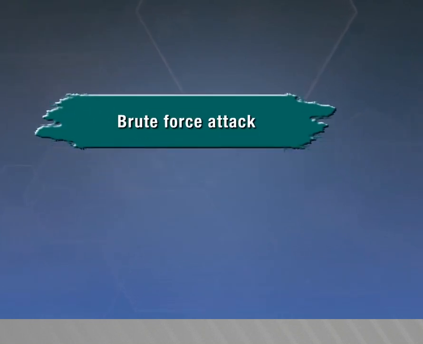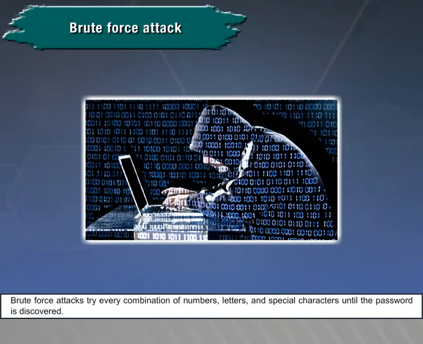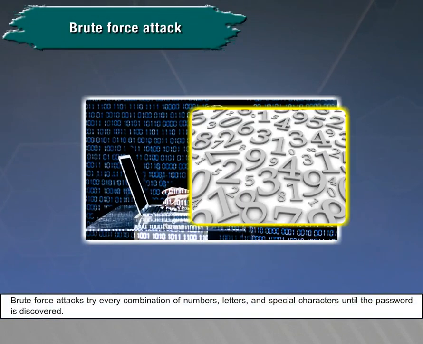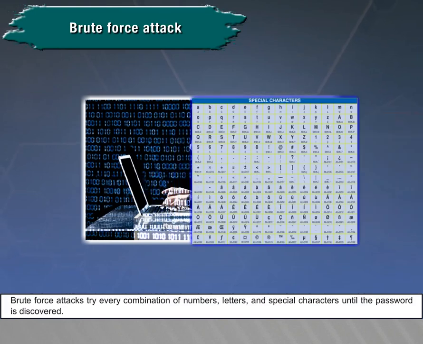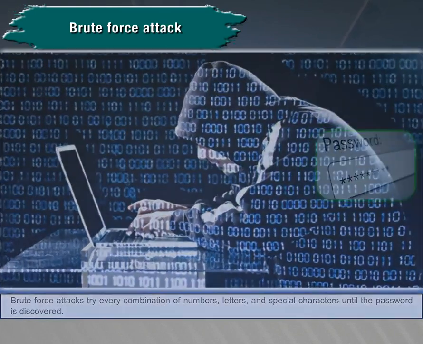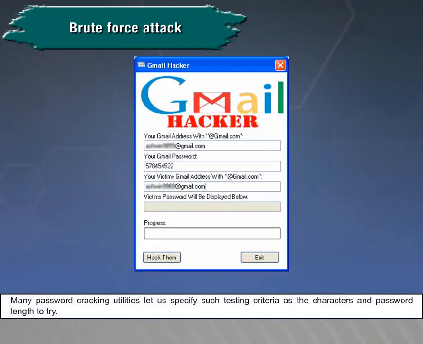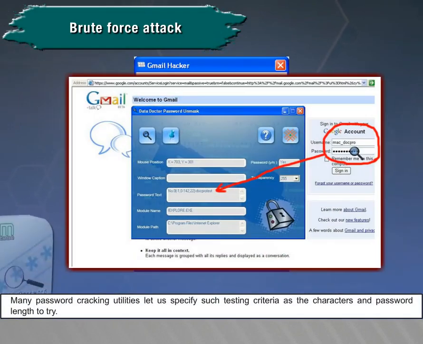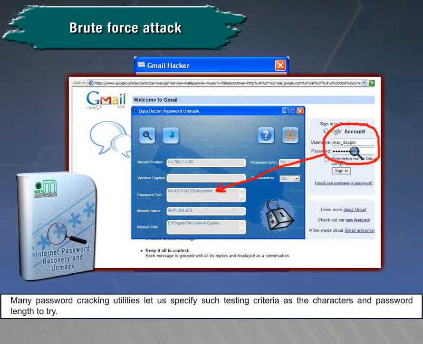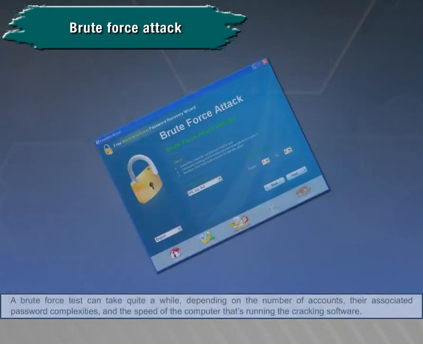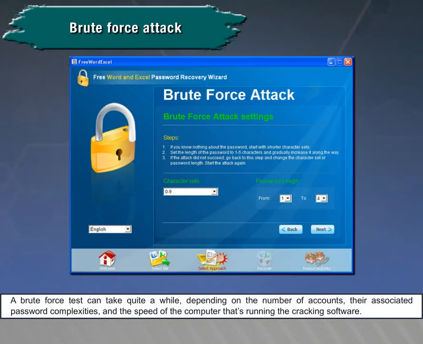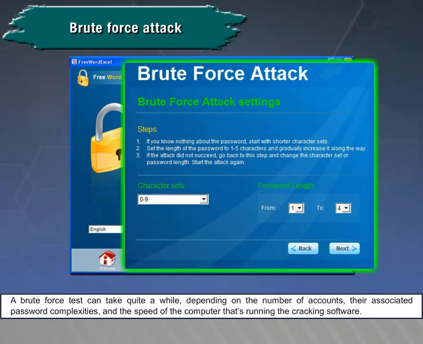Brute force attack. A brute force attack tries every combination of numbers, letters, and special characters until the password is discovered. Many password cracking utilities let us specify such testing criteria as the characters and password length to try. A brute force test can take quite a while depending on the number of accounts, their associated password complexities, and the speed of the computer that is running the cracking software.